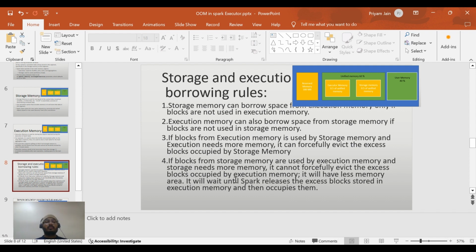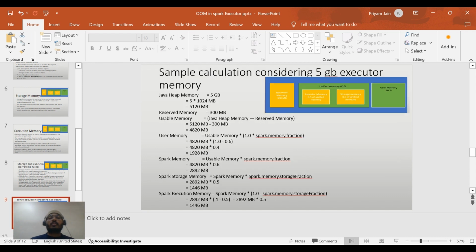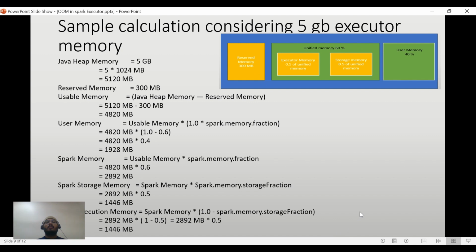Our concept should be clear there. Now let us take a normal example. If you have understood all the above slides very clearly, then it is very okay. But just suppose I'm giving you an example, right? We are considering 5 GB of executor memory, right? So Java heap memory, JVM memory, is 5 GB, that is around 5120 MB. Then reserved memory is 300 MB. Usable memory is Java heap memory minus reserved memory, that is around 4820 MB remaining with us.